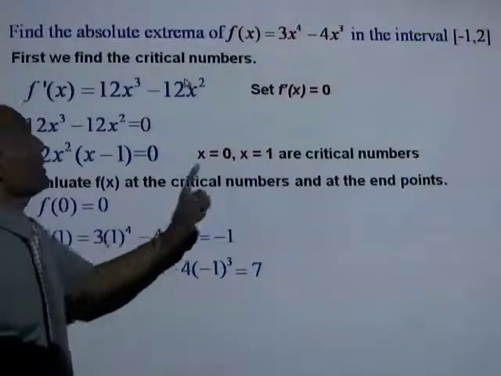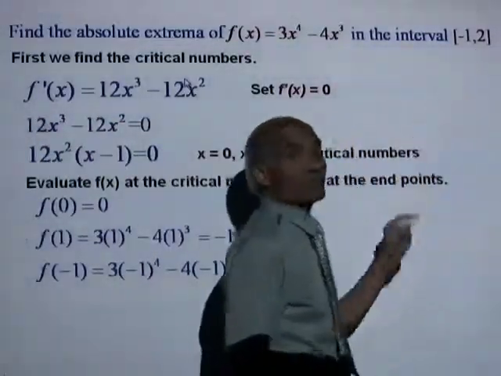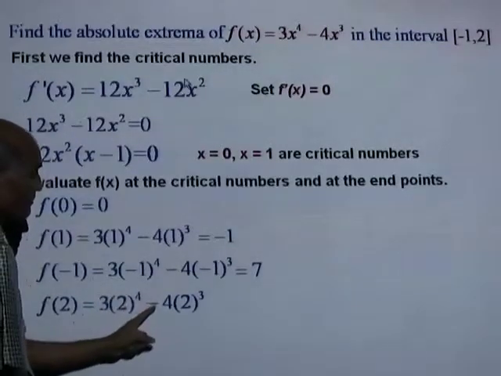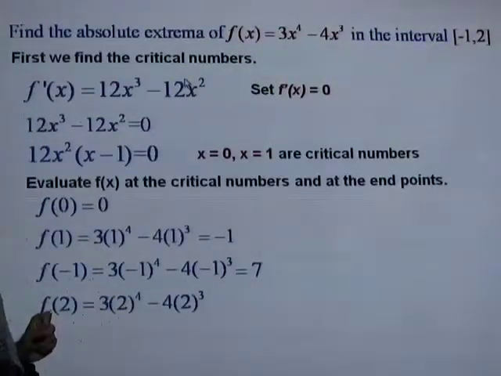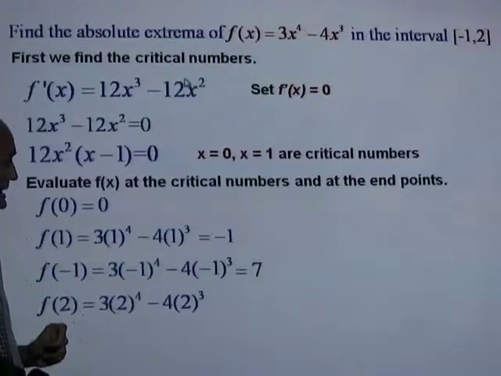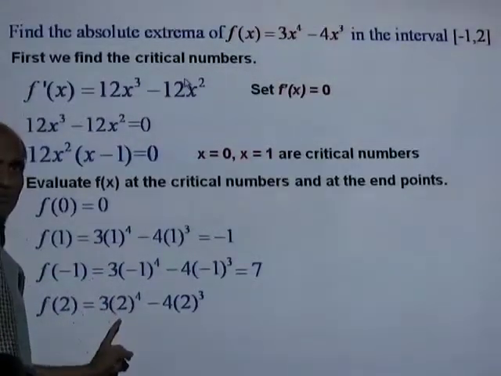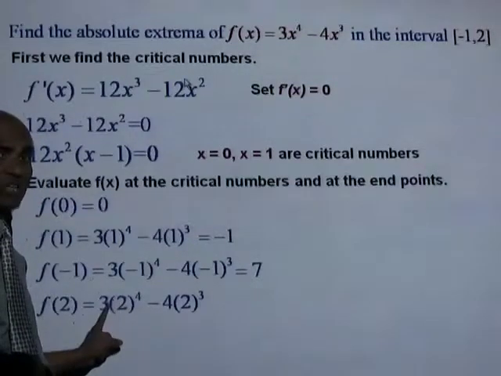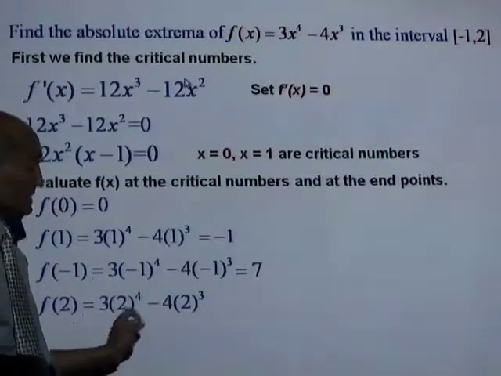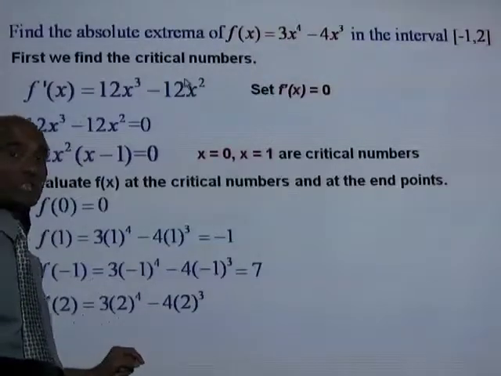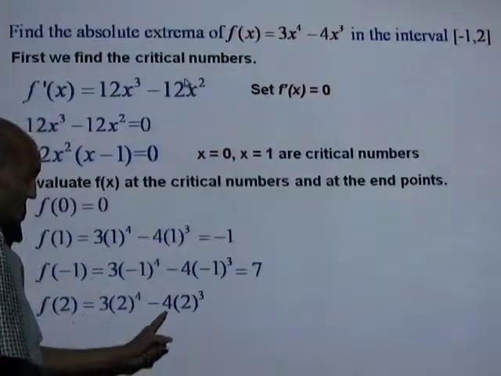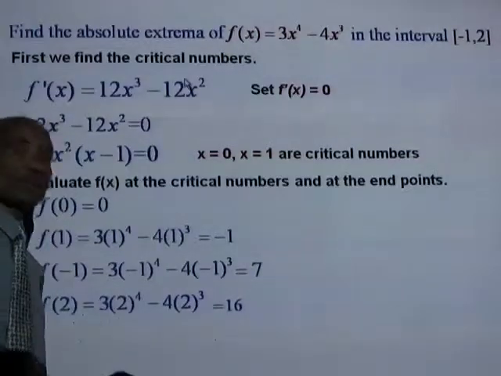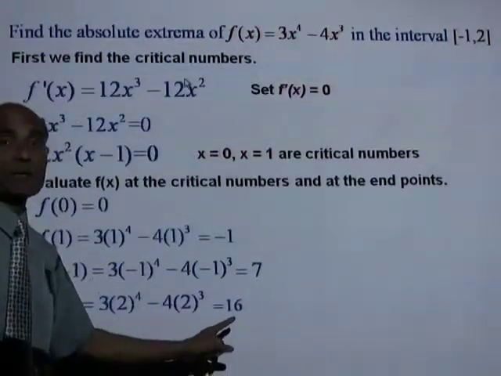And one more, we need to find f of 2. So f of 2 is 3 times 2 to the power of 4 minus 4 times 2 cubed, and that's equal to, you should be able to do it mentally. You see, 2 to the power of 4 is 16. 16 times 3 is 48. 2 cubed is 8. 8 times 4 is 32. And 48 minus 32 is 16.